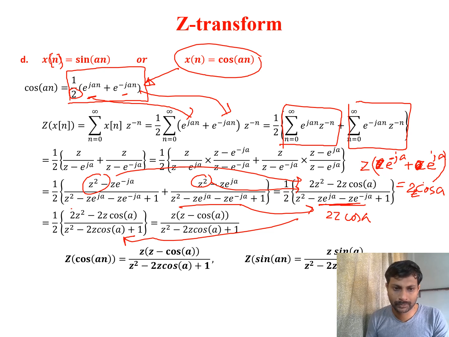We have 2 over here, 2 over here, you take common and this cancels out. So the final solution is, again you can take z common over here, z common over here. So we are left with z minus cos a, z into z minus cos a divided by z square minus 2. So this is the ultimate solution.